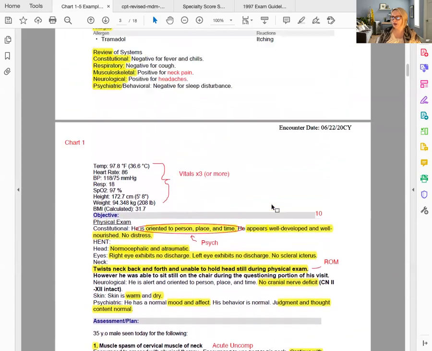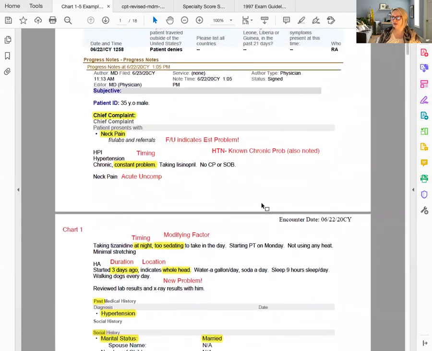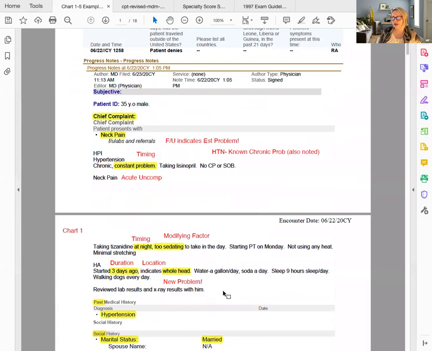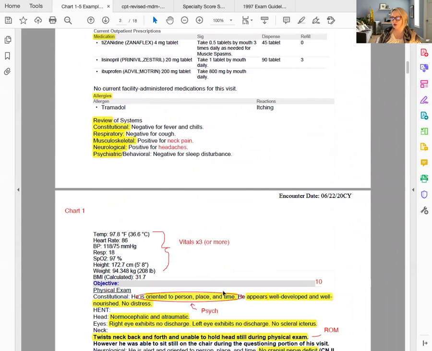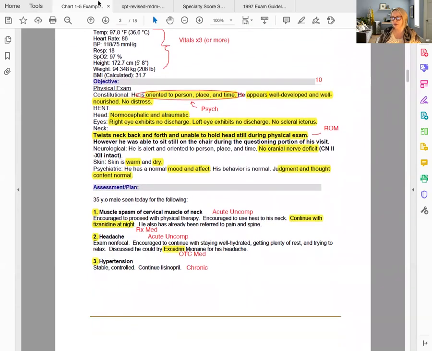So one thing I would point out, there's a notation previously of reviewing lab results and x-rays, but there's nowhere in here that tells us what those were or what the results were. And so without that, we wouldn't be able to count those.